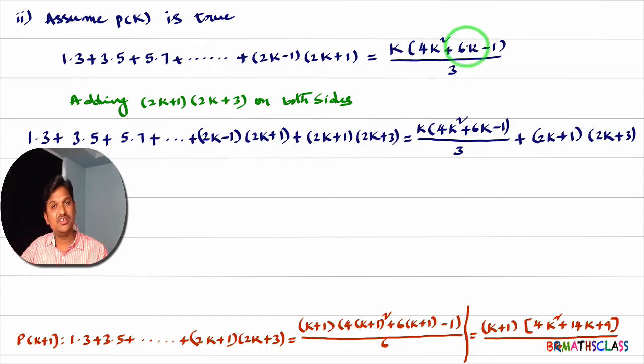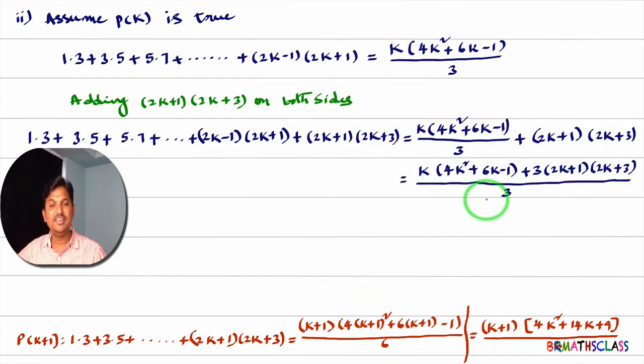As you assumed this statement is true, for this, if you add a term on both sides, whatever you will get, that is also true. Now, the only thing what I want is, I'll simplify this right hand side part little bit and I am trying to get RHS of P of k plus 1. Take 3 LCM, then what you will get in the numerator? K into 4k square plus 6k minus 1 plus 3 into 2k plus 1 into 2k plus 3. Now, I do little bit simplification of this. We will see what you will get.